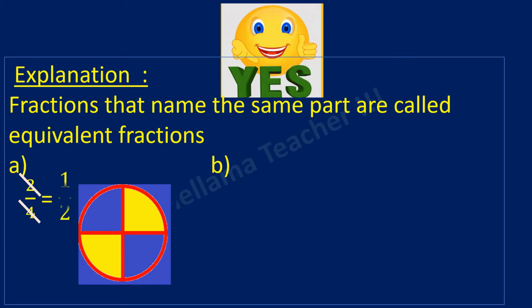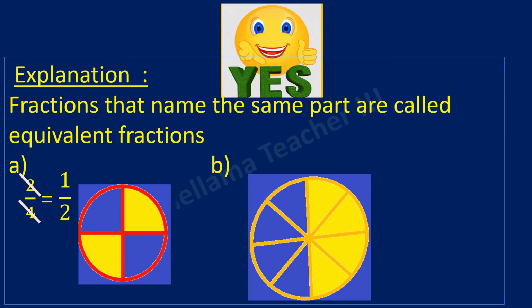Part B. Here 8 equal parts. Among these 8 equal parts, 4 can be colored. So 4 by 8, which is equal to 1 by 2. How? Let's take the common factor as 4 for denominator and the numerator. So 4 ones are 4, 4 twos are 8. So the simplified fraction is 1 by 2. Here 2 by 4, 1 by 2 and 4 by 8 are called equivalent fractions. So these two circles are colored accordingly.